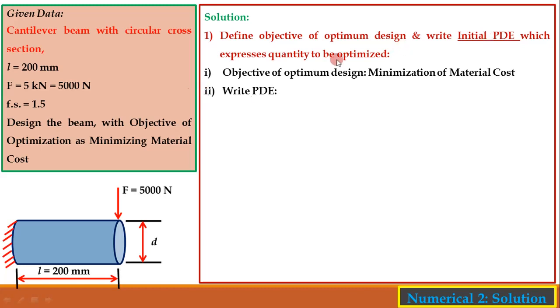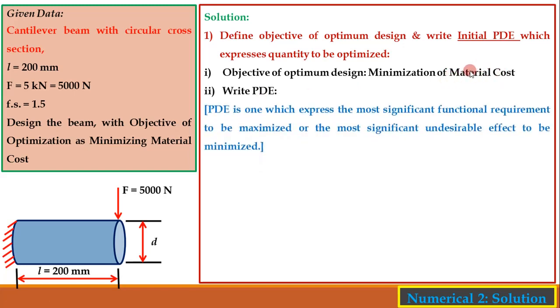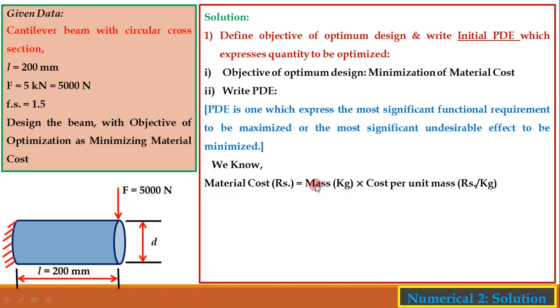Now we know that this PDE always expresses the parameter used in the objective, and the parameter used in the objective is material cost. So ultimately this PDE must express the equation of material cost. So let us write the equation for material cost. This is the definition, just for reference. We know that the material cost in rupees is equal to mass in kg into cost per unit mass, that is in unit rupees per kg. If you take the multiplication of these two parameters, this kg will get cancelled, and finally you will get the material cost in rupees. So this is the equation of PDE.